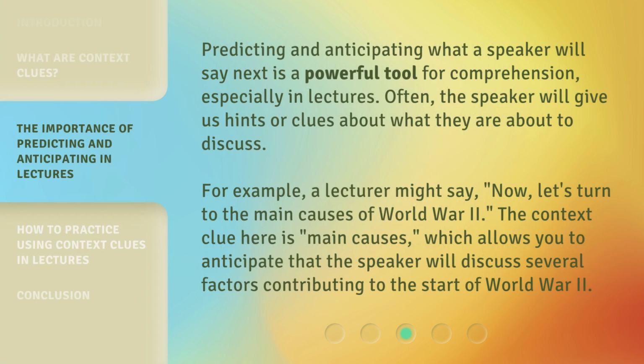Predicting and anticipating what a speaker will say next is a powerful tool for comprehension, especially in lectures. Often, the speaker will give us hints or clues about what they are about to discuss. For example, a lecturer might say, "Now, let's turn to the main causes of World War II." The context clue here is main causes, which allows you to anticipate that the speaker will discuss several factors contributing to the start of World War II.